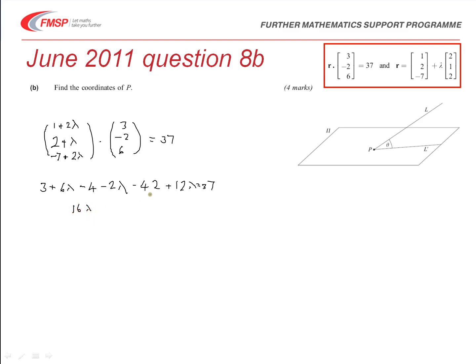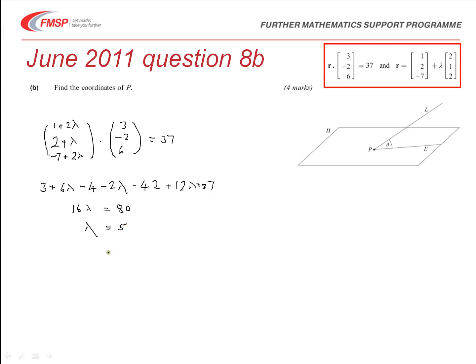And then what have we got? We've got the negative 42, and a negative 4, so that's negative 46, plus 3 gives us negative 43. If we take that across to the other side, that will give us 80. And so lambda must equal 5 at the point where these two intersect.